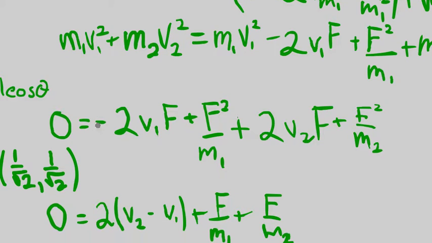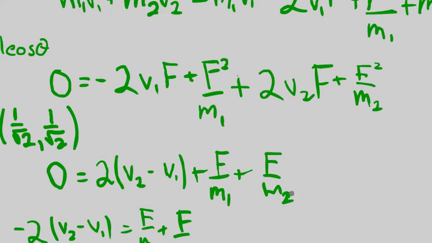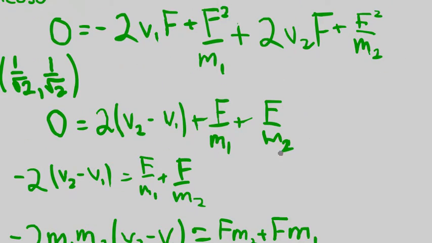You can divide 0 by f and the whole thing by f. And this equation is still true over here. So now the f's gone from there. And I also, in the same step, factored out the 2 from v1 and v2. So it's 2 times v2 minus v1, because this v1 is negative here and this one's positive. I only factored the 2 from those two terms. But this one right here, f squared over m1, and f squared over m2 are still over here at the end.